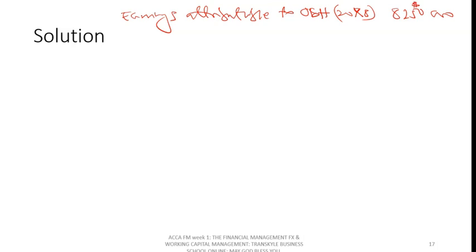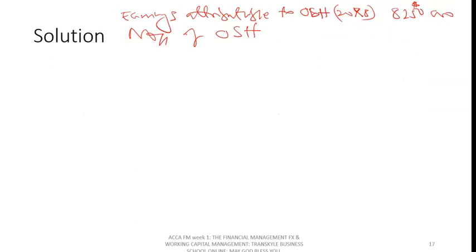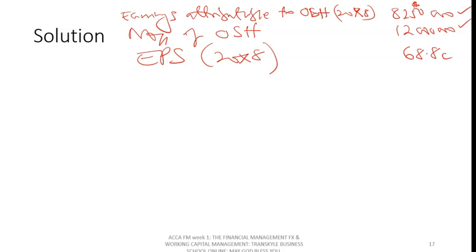There's a dollar sign on top. And then the number of ordinary shareholders, we are told it did not change for the 2 years. It was still 12 million in both years. Therefore, the EPS 2008 is this number divided by this number, and we get 68.8 cents.